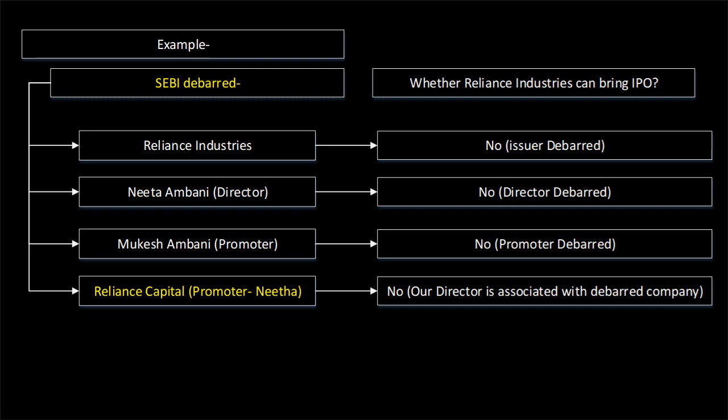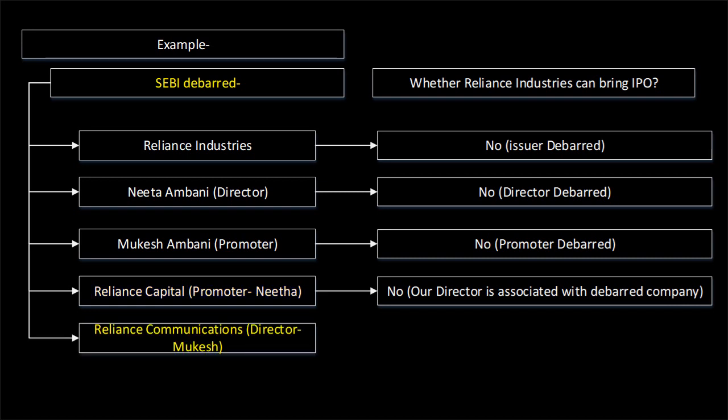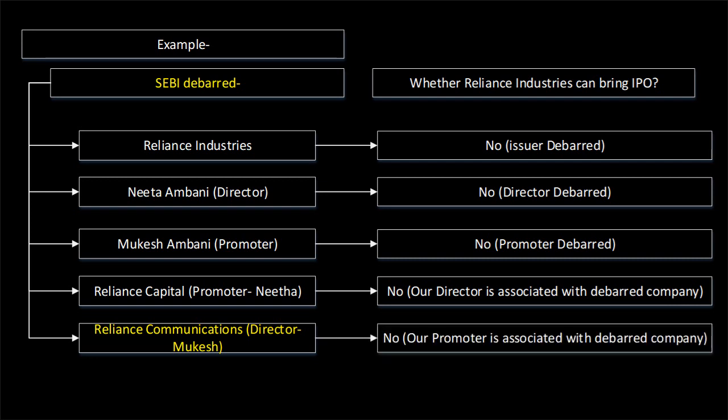Next, if Sebi debars Reliance Communications Limited, whose one of the directors is Mukesh Ambani, this is the same Mukesh Ambani who is the promoter of Reliance Industries. Now tell me whether Reliance Industries can issue securities to the public or not. This is similar to the previous situation. This time also the answer is no, because one of the promoters of the proposed issuer Reliance Industries is associated with the debarred company as a director.